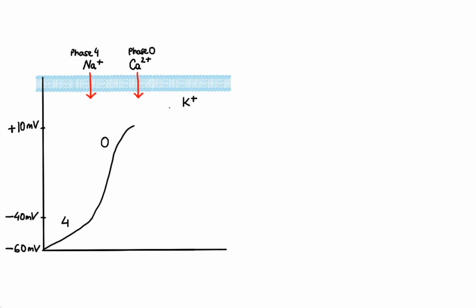Finally, the L-type calcium channels close and the voltage-gated potassium channels open, which allows potassium ions to escape, thus repolarizing the cell back to -60 mV. This is referred to as phase 3. After this, the cycle just repeats itself. Also note that there is no phase 1 or phase 2 in the action potential of the pacemaker cells.